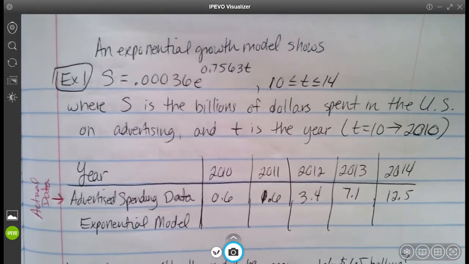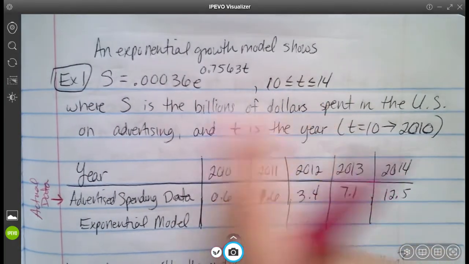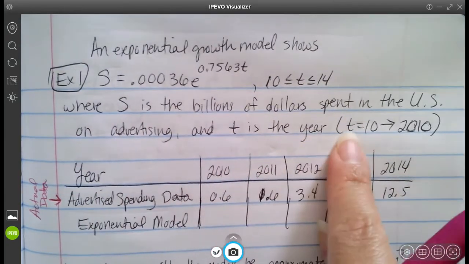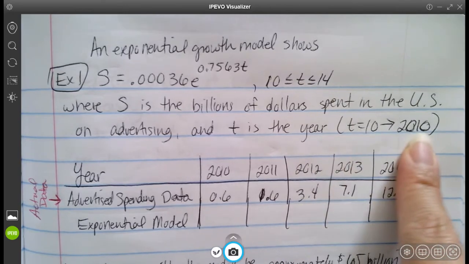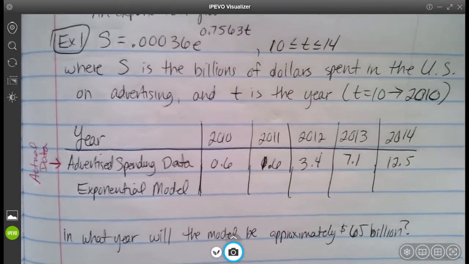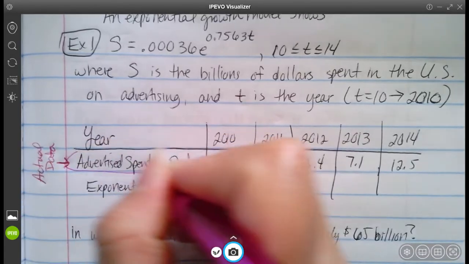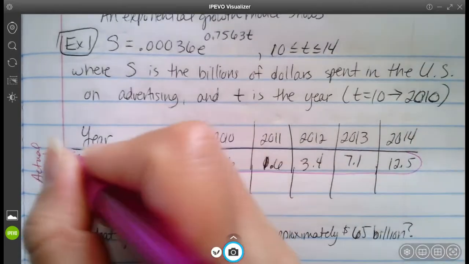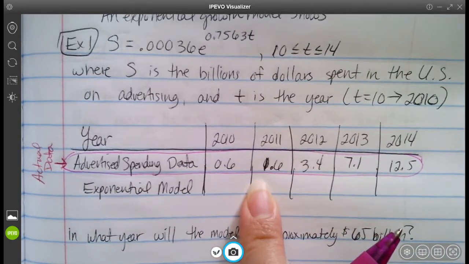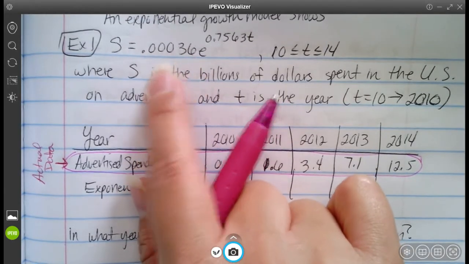We have this exponential growth model. S equals all of this, between 10 and 14, where S is the billions of dollars spent in the US on advertising and T is the year. So we're going to pretend that T equals 10 is the year 2010. Here we have a table that represents data that was actually collected. In other words, this data right here, and I'm going to color code it a little bit, is not based on the model. This is data that was actually collected, using statistics or some sort of survey. The exponential model is what I'm going to show you with this equation here.